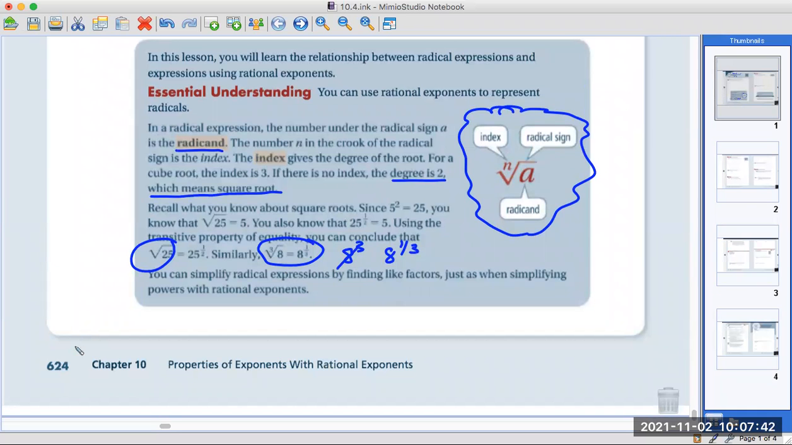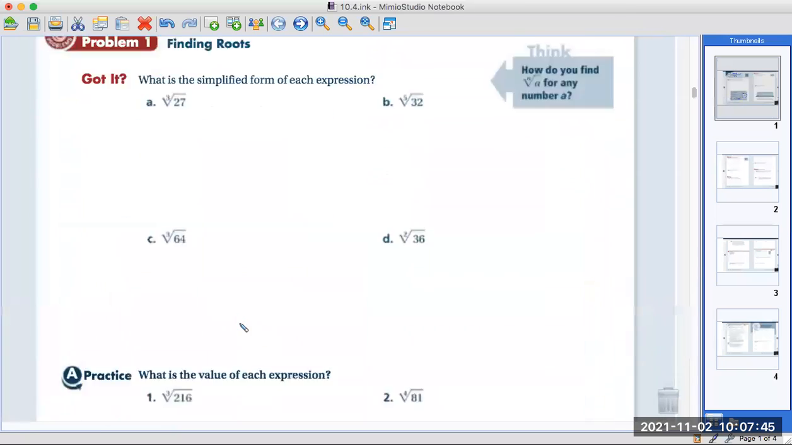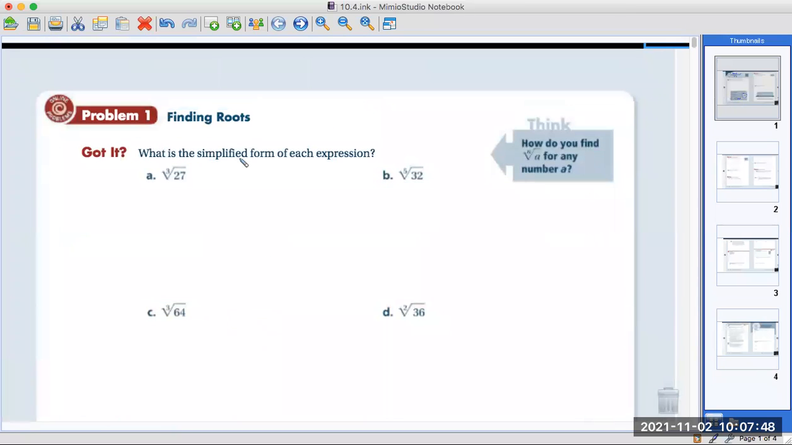So this is page 426. Let's move over to the next page. On the top, what is the simplified form of each expression? It says here the third root of 27. So there's a whole number that if you multiply it together 3 times, you can see it better, will give you 27. What is that number? The third root of 27 is 3, because 3 times 3 times 3 is 27.